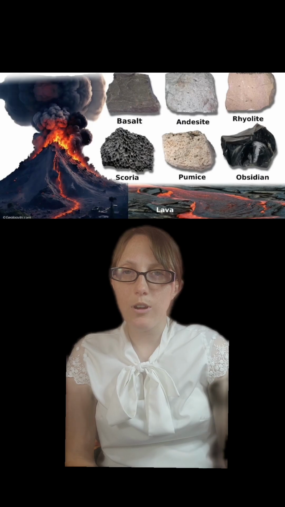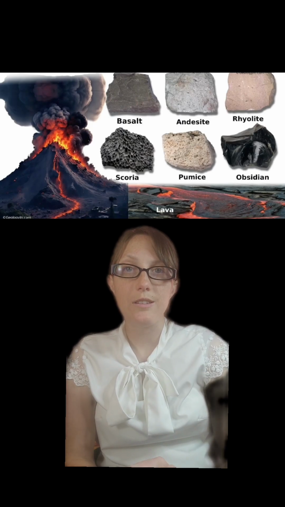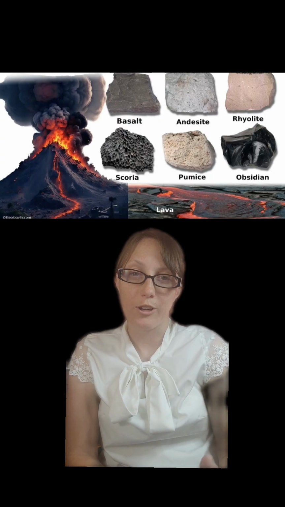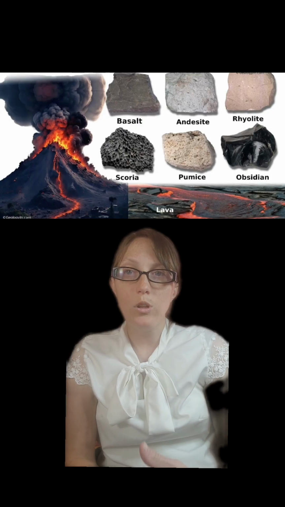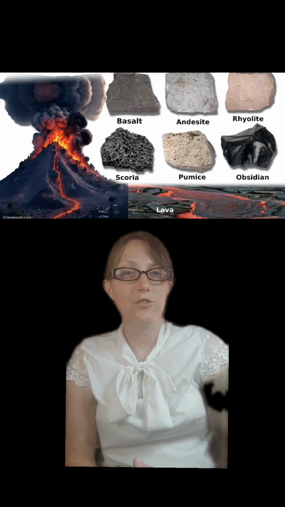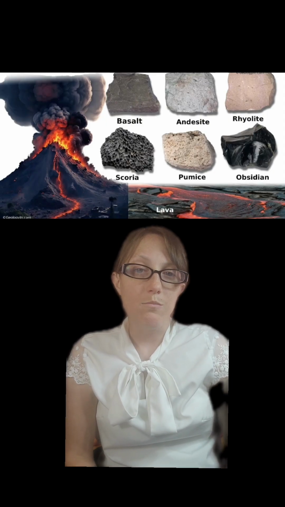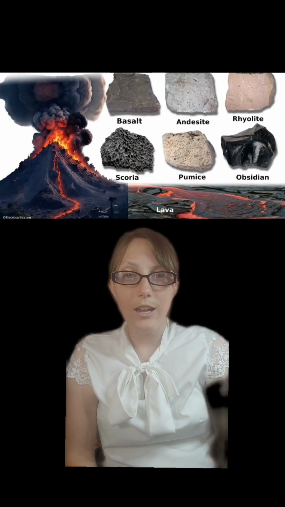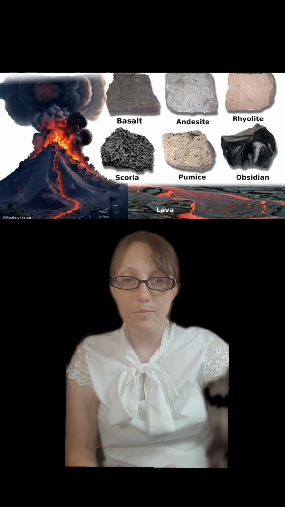Extrusive igneous rocks have much smaller crystals because they cool more rapidly due to contact with the Earth's atmosphere or surface water like the ocean. Some cool so rapidly that they lack proper crystal structure and they take on glassy structures. So some examples of volcanic rocks include basalt, andesite, rhyolite, scoria, pumice, and obsidian.